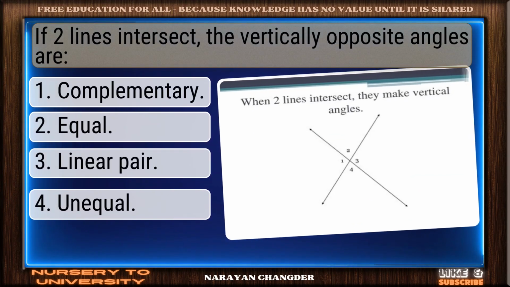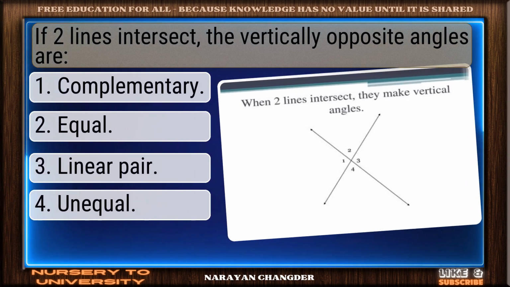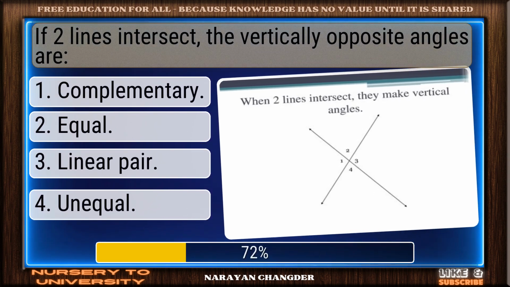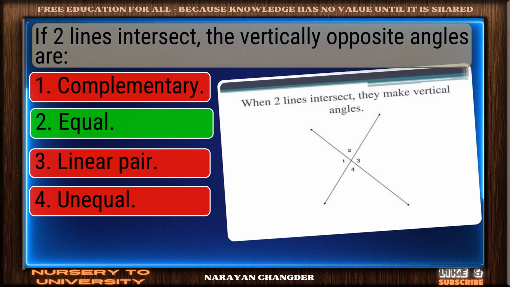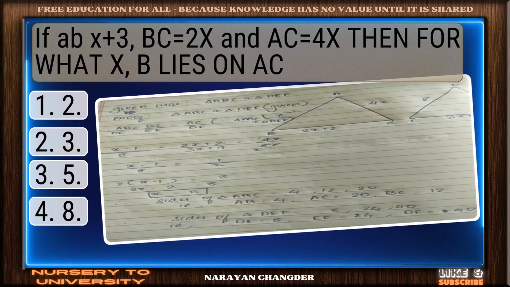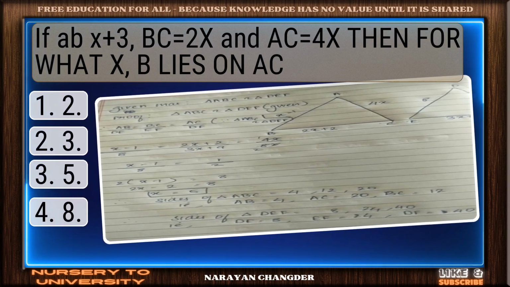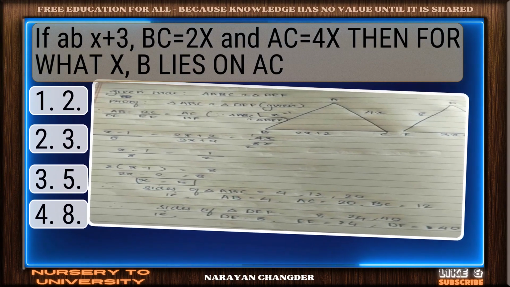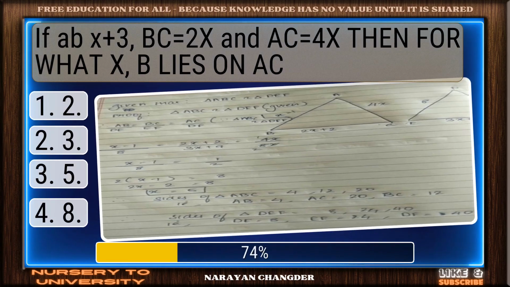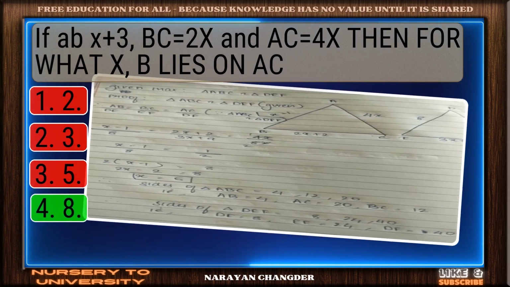Question number 53. If two lines intersect, the vertically opposite angles are. Sharp thinking. Equal is the right choice. Question number 54. If AB equals x plus 3, BC equals 2x and AC equals 4x, then for what x does B lie on AC? Great thinking. 8 is the right choice.